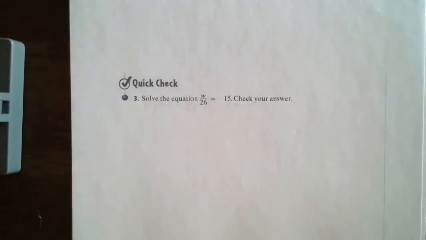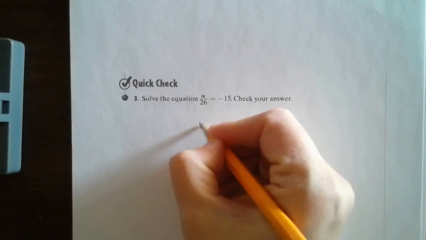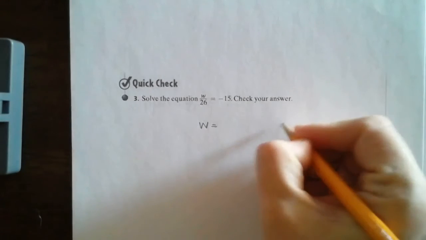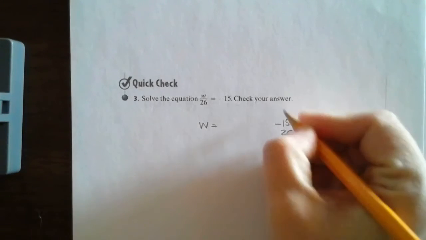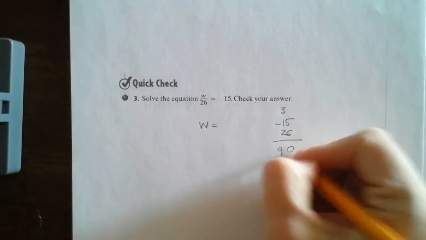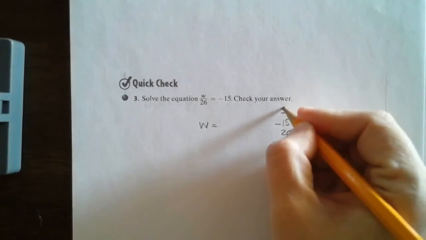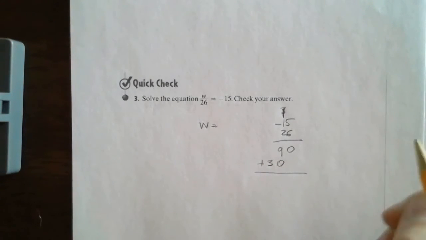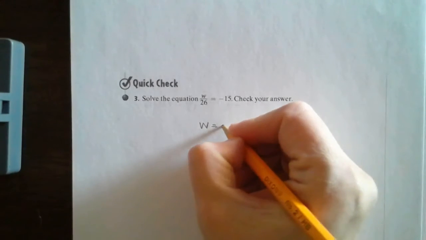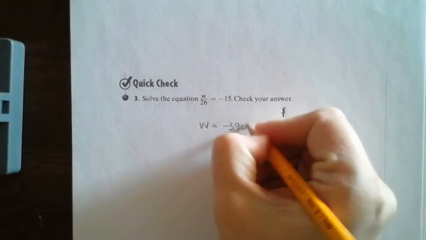Okay, this one is for you. Okay, we have to multiply by 26. So w equals negative 15 times 26. That's 30. That's 9. That's 10. And that's 3. So that's negative 390. Alright.